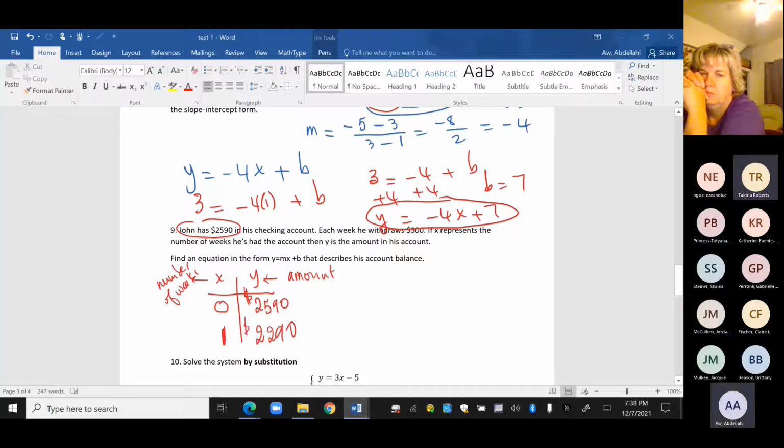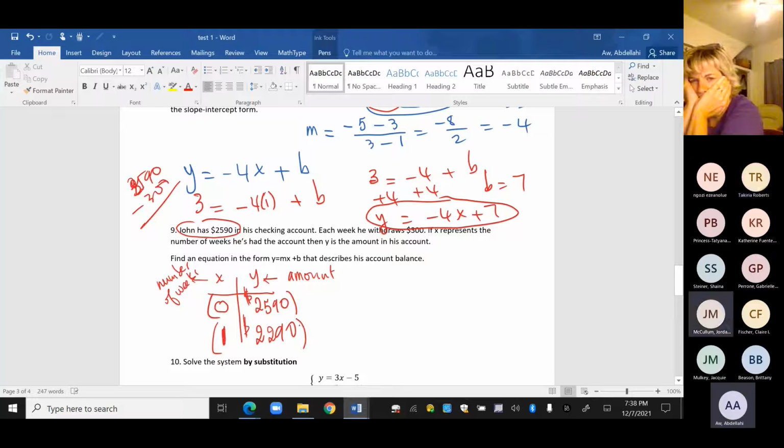2,290. Exactly, because you're going to do 2,590 minus what? Minus 300, right? So that gives you 2,290. So now look, now I have 2 points, right? Every time I have 2 points, I can find the slope, right?